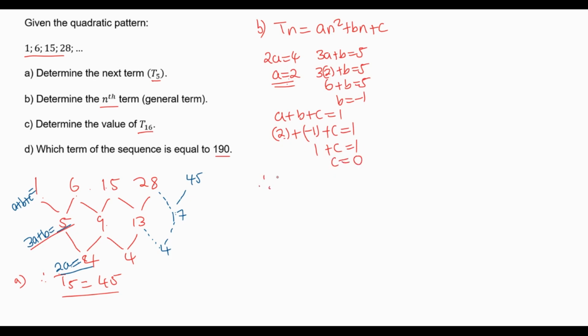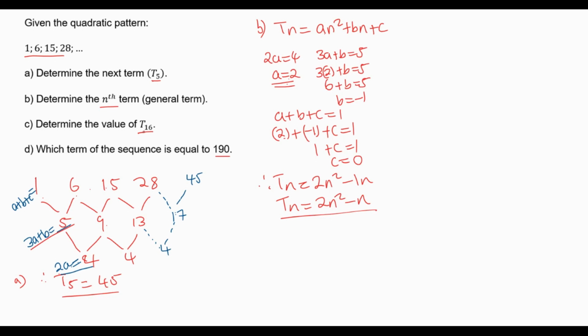So therefore, Tn is equal to, a is 2, so it's 2n squared. B is negative 1, so it's going to be negative 1n. So we can write it like this. Tn is equal to 2n squared minus n. That is our Tn. Okay.